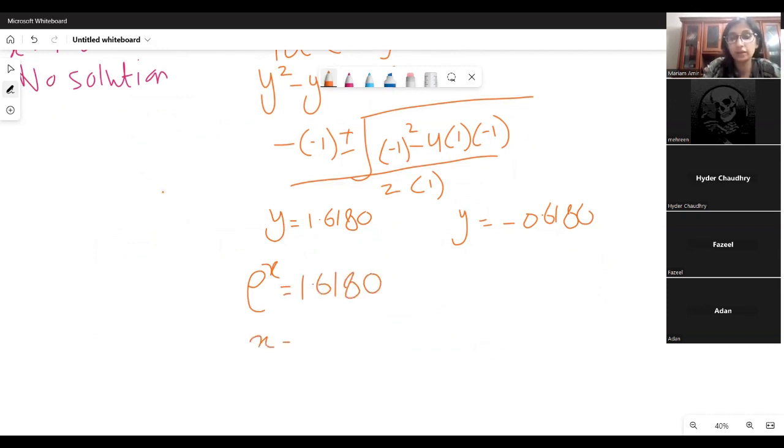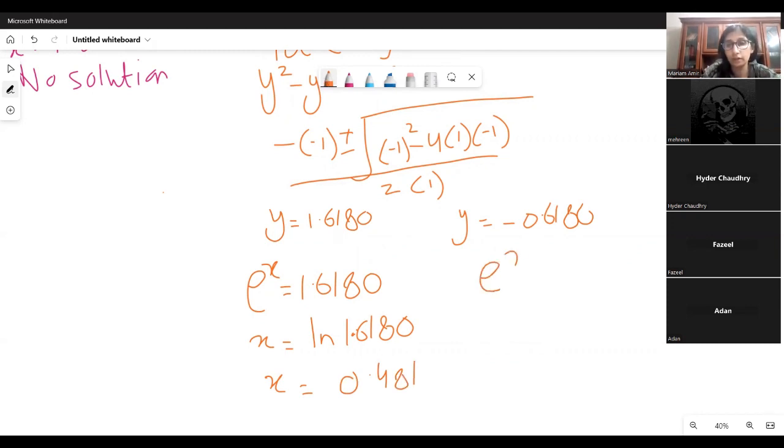Take e to the other side. When e goes to the other side, it becomes ln. And when ln goes to the other side, it becomes e. So take natural log on both sides of e^x = 1.618. So x = ln(1.618), that is 0.481 in three significant figures.